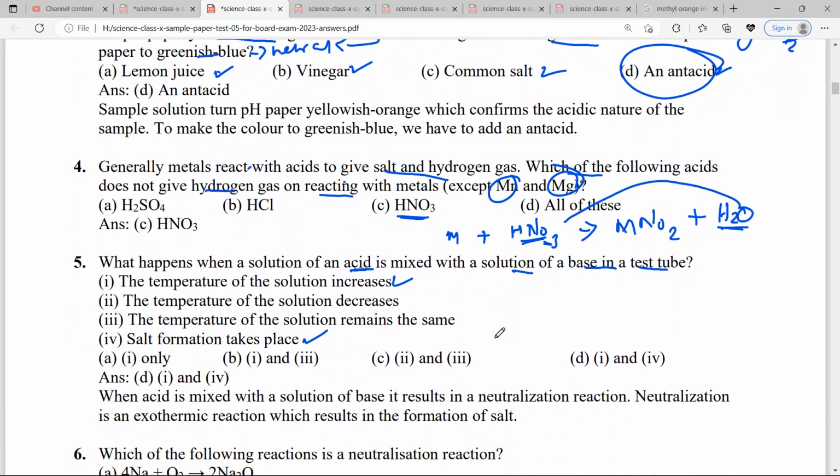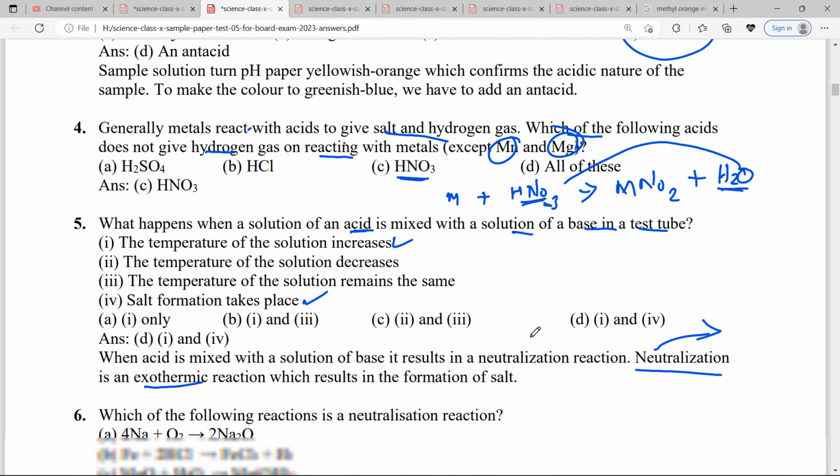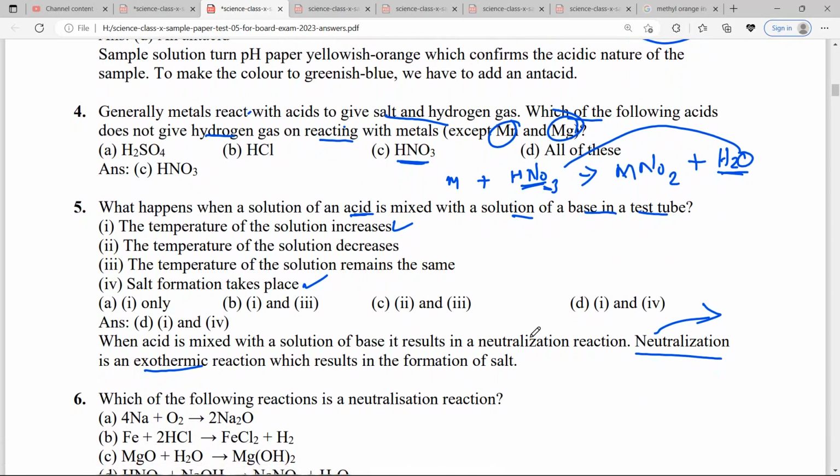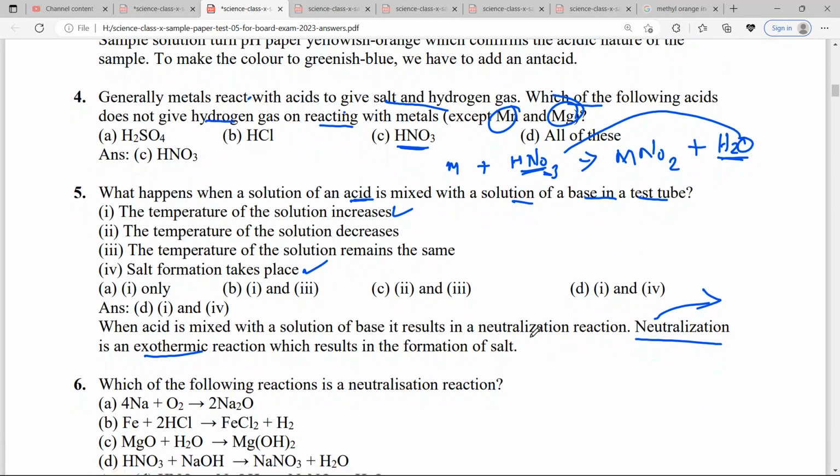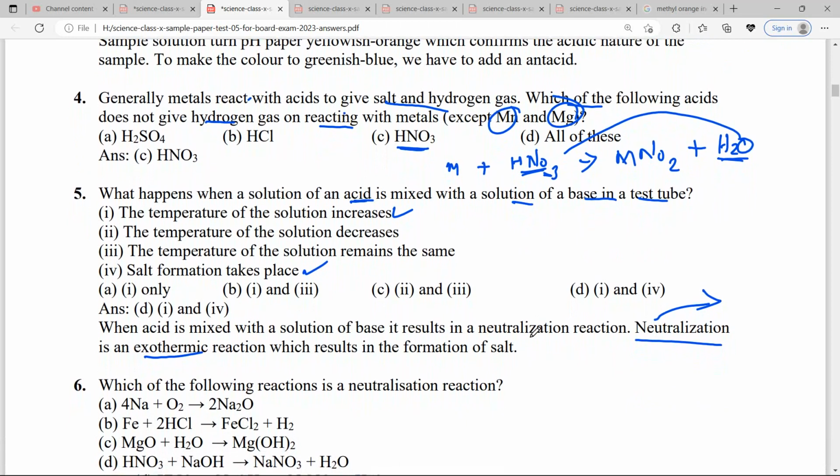The temperature of the solution increases because it is an exothermic reaction. Neutralization reactions are exothermic. Exothermic means heat comes out, and heat coming out means obviously the temperature increases. Now identify which of the following are neutralization reactions. Find it out. Option D: nitric acid plus NaOH gives sodium nitrate and water. That's quite clear.